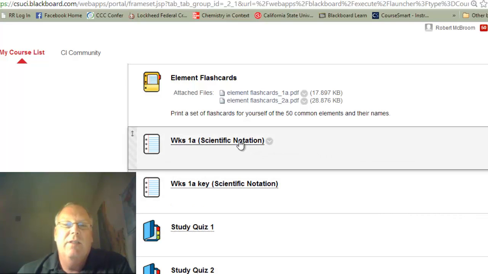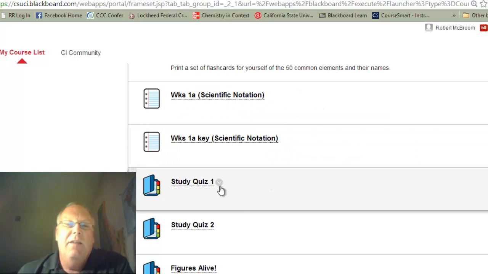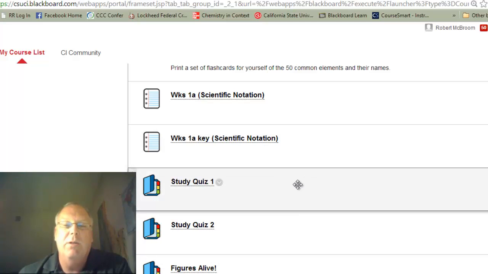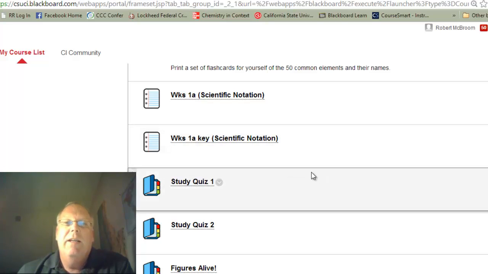These next 2 are a worksheet on using scientific notation, again, in case you're rusty, and a key to that worksheet. And these next 3 items they're optional. They're study quizzes. Again, they don't count for anything, but they will help you study for the quiz that you're actually going to take. And Figures Alive have some fun videos related to things like air pollution and calculations around parts per million. So that's what we're going to be doing for the next 2 weeks.